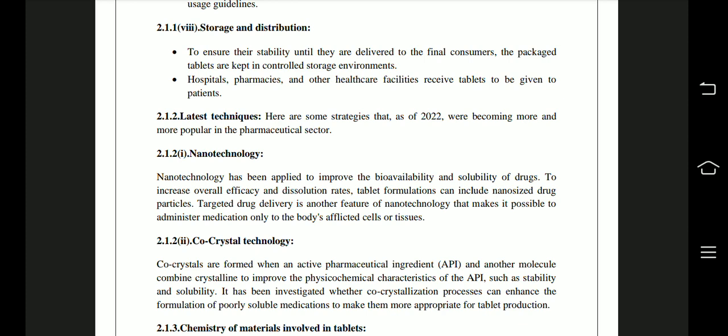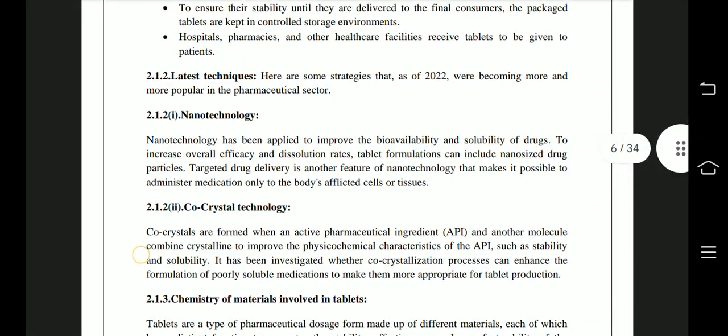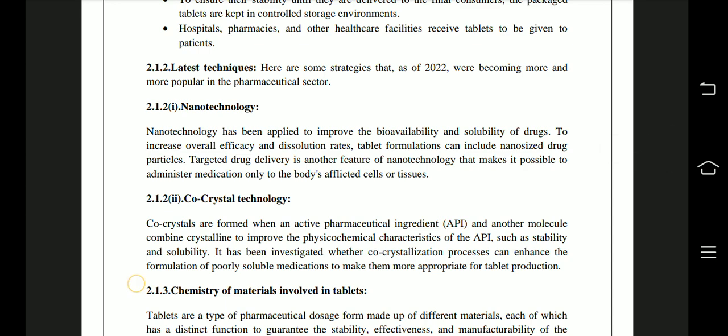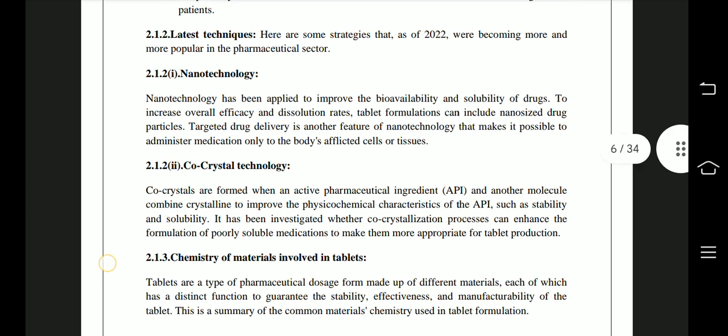Now I will explain here about latest techniques involved in tablets. Here are some strategies that, as of 2022, were becoming more and more popular in the pharmaceutical sector. The first one, latest technique, is nanotechnology.